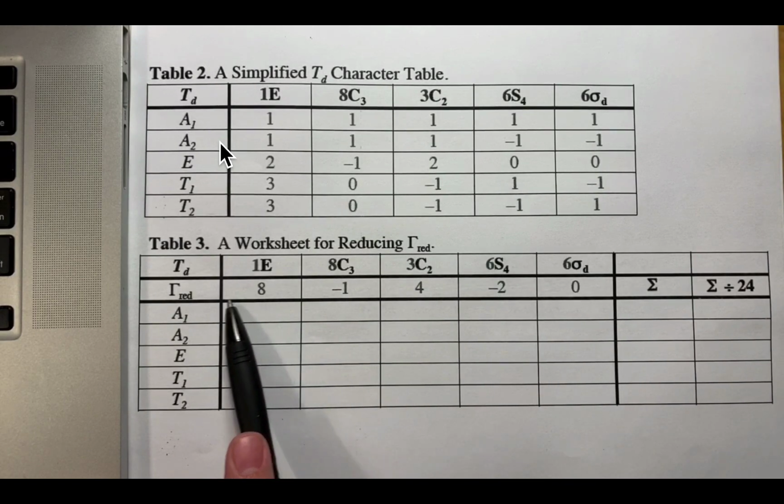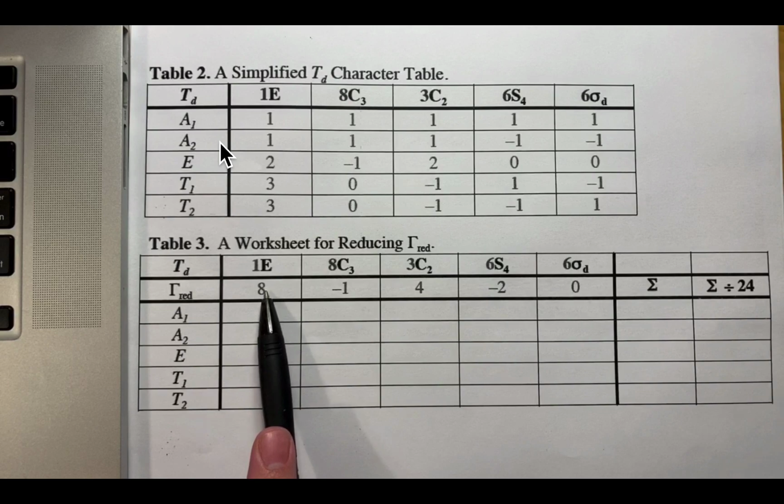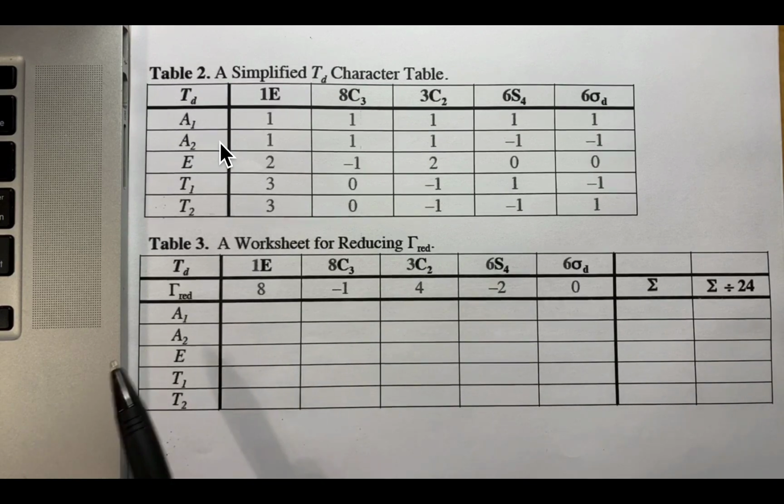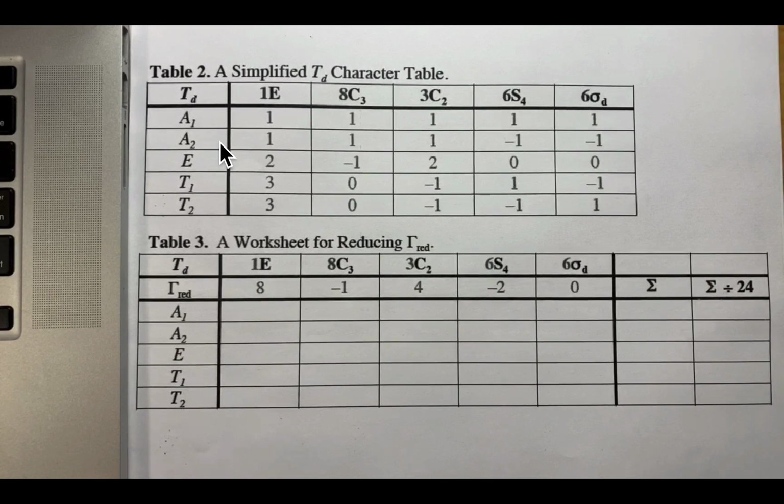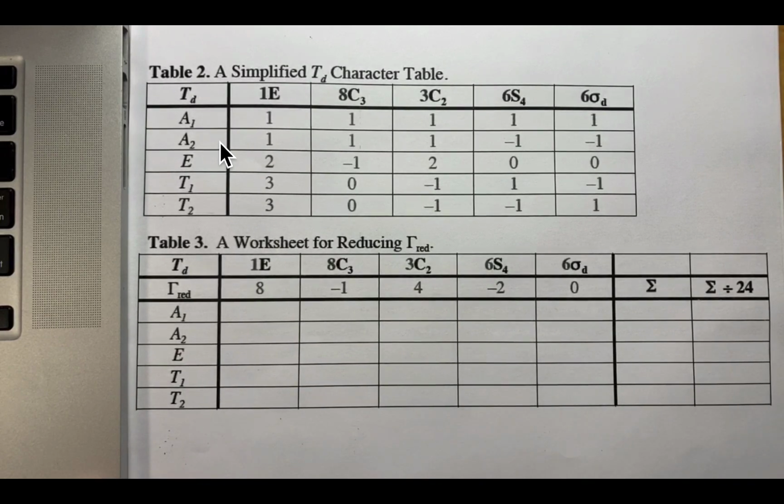But a reducible representation could be something like when you followed all your vectors and you get this reducible representation for the vibrations of a molecule. It could have something to do with the molecular orbitals or whatever. But the main thing I want to show in this video is how to do reduction of a reducible representation.